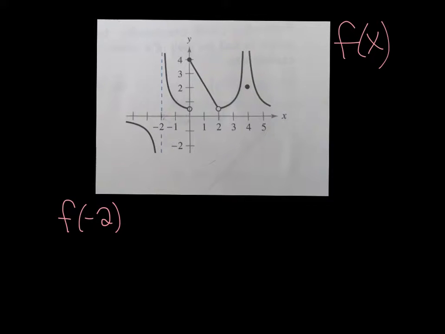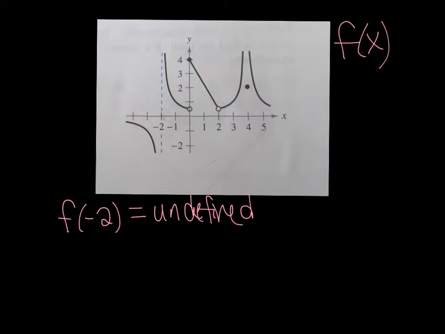That means you want to take a look at the graph, find out what the y value is when x is equal to negative 2. So if you take a look at the graph, when x is equal to negative 2, there's that dotted vertical line, which means there is no y value for that x value. So we say f of negative 2 is undefined.